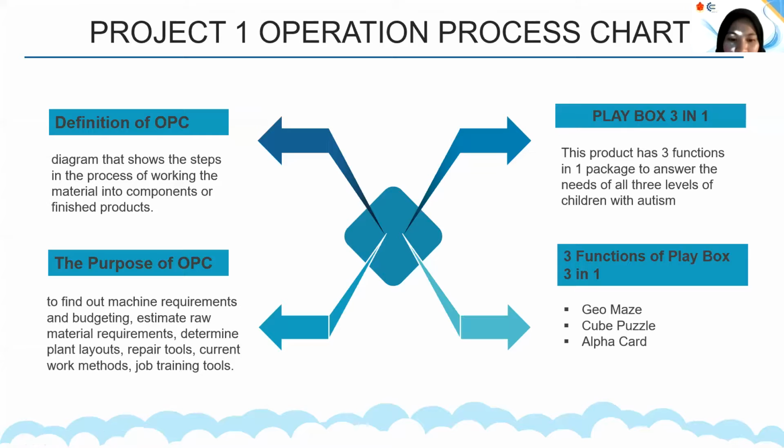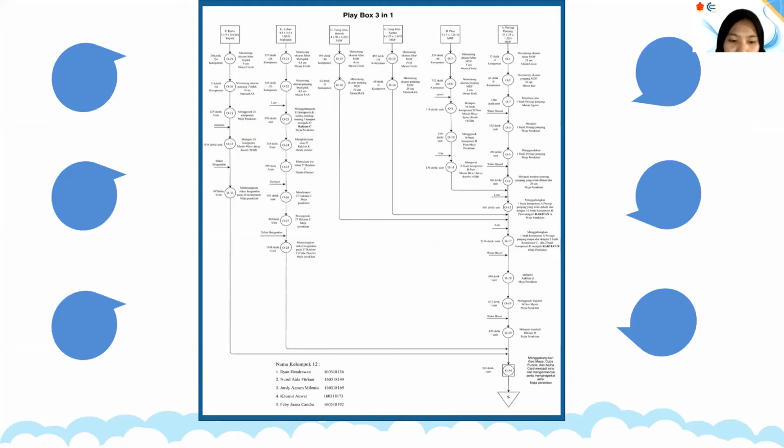Project 1 is to create an operation process chart. The purpose of making the OPC is to find out machine requirements and budgeting, estimate raw material requirements, determine plant layout, repair tools, current work methods, and job training tools. As can be seen from the slide, the Playbox 3-in-1 product has 6 components and 34 processes, consisting of cutting, installation, coating, polishing, scraping, and painting processes.